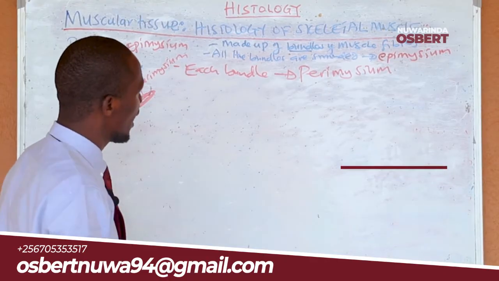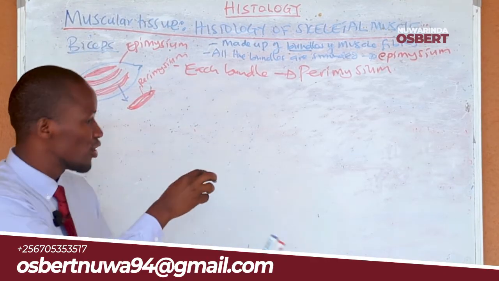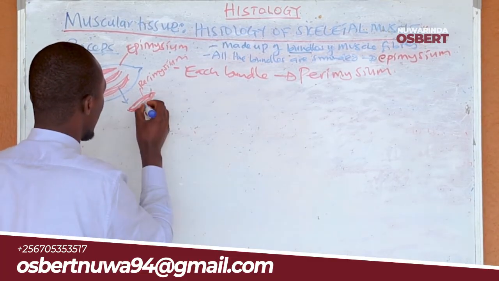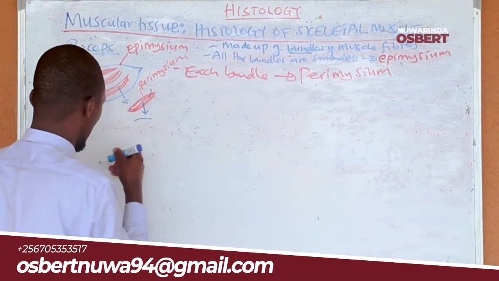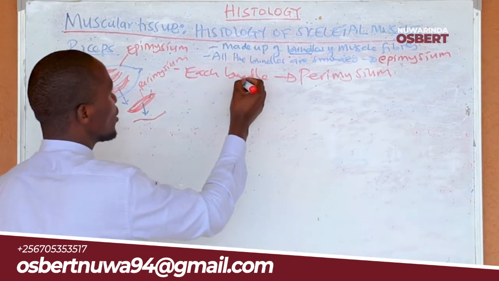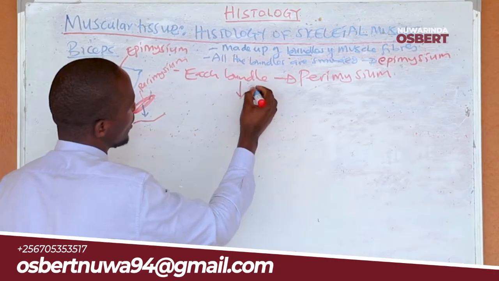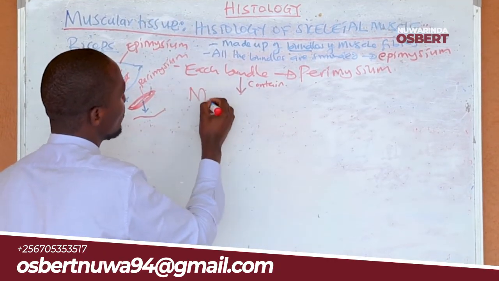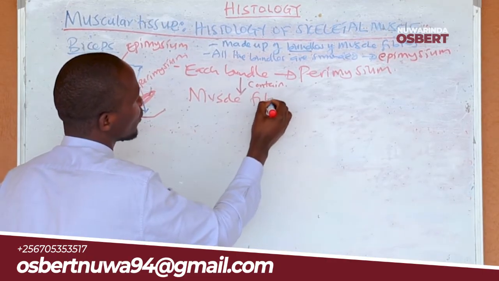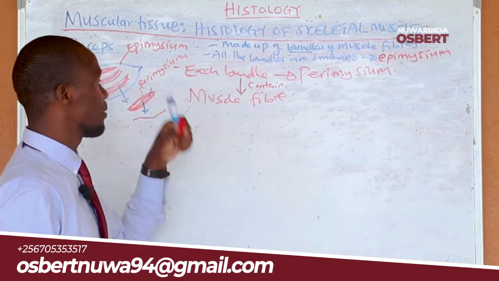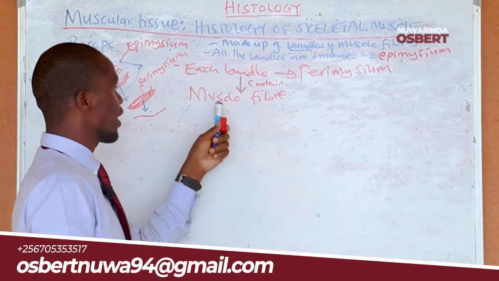Then when you go inside that bundle, you find there a muscle fiber. So each bundle contains what we call muscle fiber. I've told you that muscle fiber is actually the muscle cell within a muscular tissue. So you find a muscle fiber.